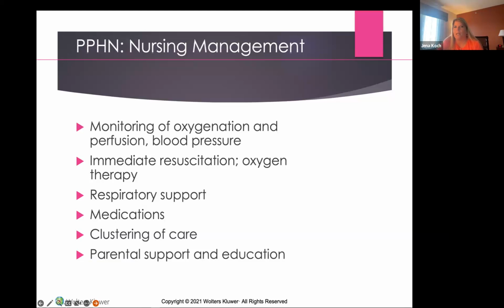Okay, and again, we're going to cluster the care. Any newborn having any type of respiratory issues, we'll cluster the care, meaning we'll go in and do our assessment, vitals, diaper change, all at once. We're not going to go in every hour, 1 hour do a diaper change, 1 hour do an assessment.